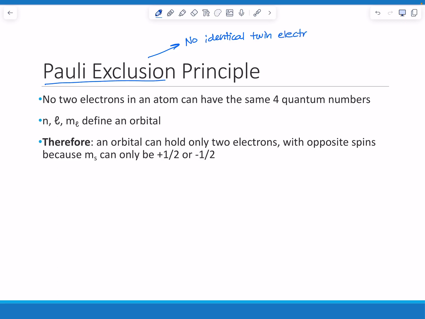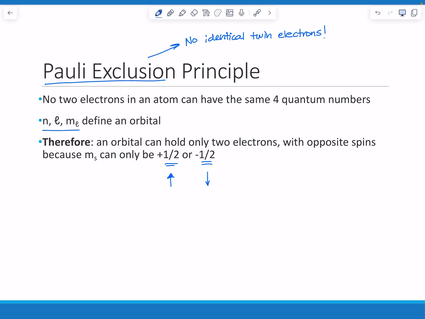What does that mean? It means nobody can have the same 4 quantum numbers. So what that means is my first 3 quantum numbers can be the same. My 4th quantum number can only have 2 possible values, the up and the down value, right? And the number we give to those are plus 1/2 or minus 1/2. So again, you can think of them as the up and the down.